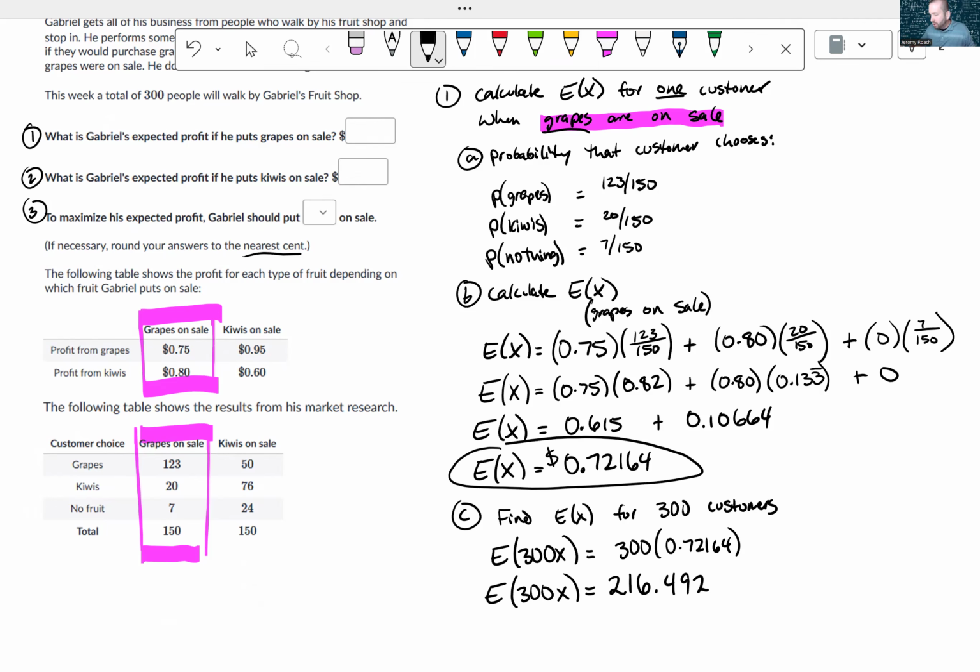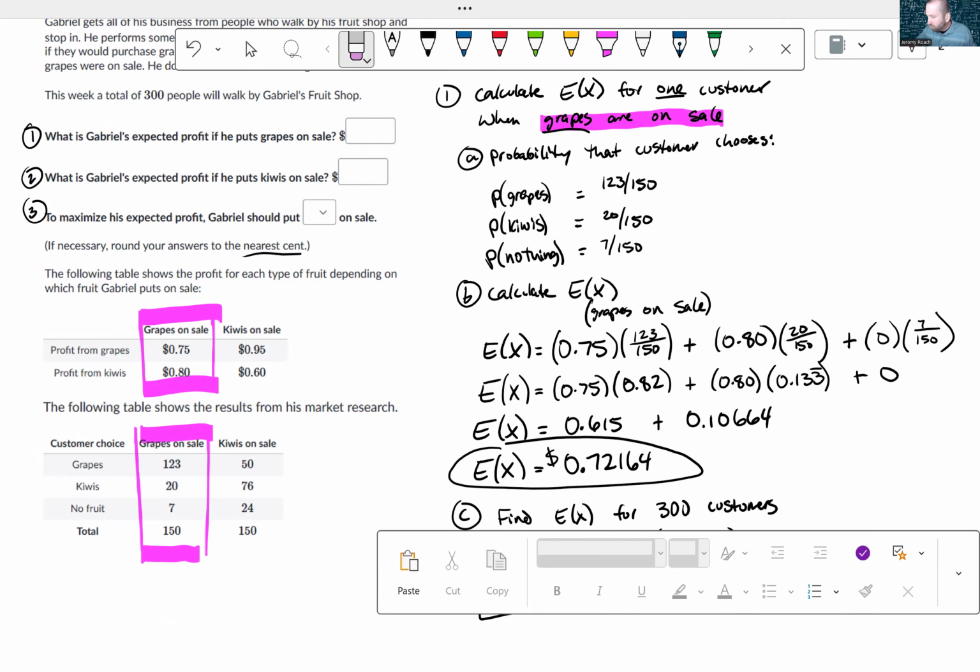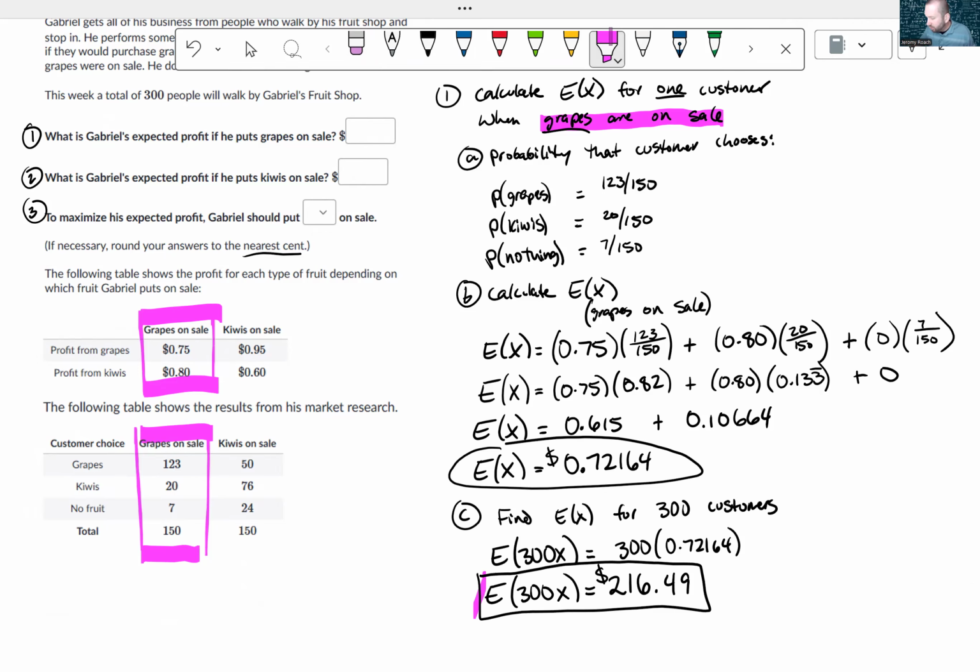And now we can round to the nearest cent. I think that would be an appropriate time because we don't have to do anything else as far as calculating. So that is our expected value for when grapes are on sale. Let me just highlight it one more time, so when we go back, we can reference it a lot easier.